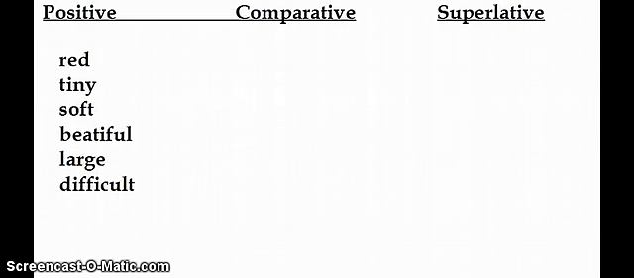So somewhere on a piece of paper you need to write this down. This is your practice for adjectives. I want you to write down these 6 adjectives: red, tiny, soft, beautiful, large, and difficult. Those are adjectives that can describe things. I want you to take them and change their forms. Take the positive red and change it to comparative and to superlative. I'll give you one as an example, then you need to pause it and do the rest.